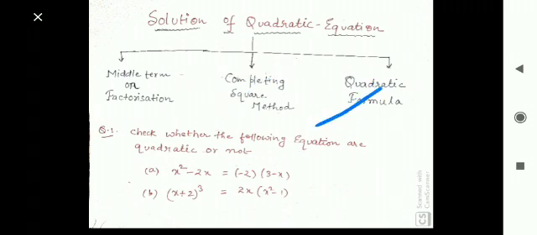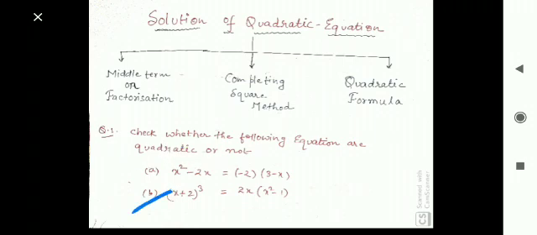Now see, I have taken some questions from exercise 4.1. So let's see how we can solve these questions. The first question is, check whether the following equations are quadratic or not. Means we have to check only whether the two equations given here are quadratic or not.